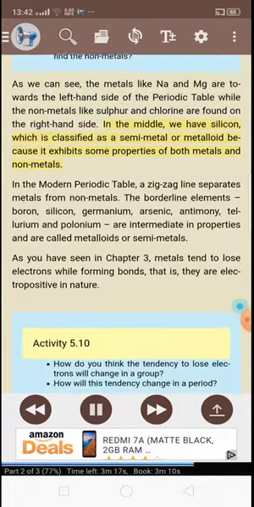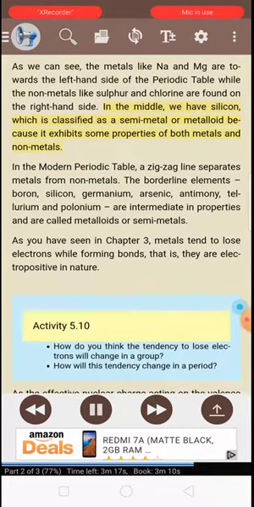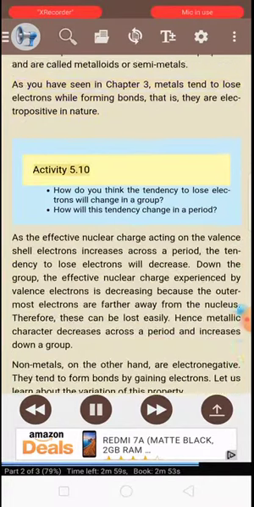In the middle, we have silicon, which is classified as a semi-metal or metalloid because it exhibits some properties of both metals and non-metals. In the modern periodic table, a zigzag line separates metals from non-metals. The borderline elements boron, silicon, germanium, arsenic, antimony, tellurium, and polonium are intermediate in properties and are called metalloids or semi-metals. As you have seen in Chapter 3, metals tend to lose electrons while forming bonds, that is, they are electropositive in nature. Activity 5.10.